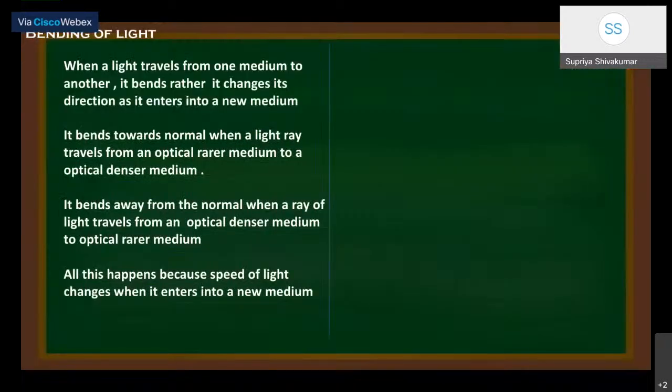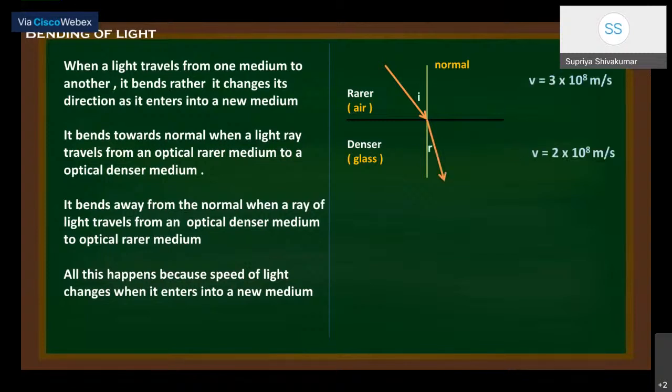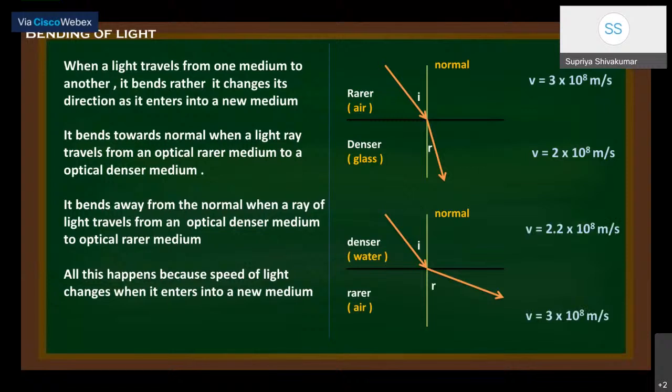Okay, so now let us go further. What do we need to understand when it comes to bending of light? All you need to understand is what happens when a ray of light travels from a rarer medium to a denser medium, and similarly, what happens when a ray of light travels from a denser medium to a rarer medium. You know very well what happens when a ray travels from a rarer medium to a denser medium. Take, for example, air and glass. The ray of light bends towards the normal. Similarly, when a ray of light travels from a denser medium to a rarer medium, the ray of light bends away from the normal.